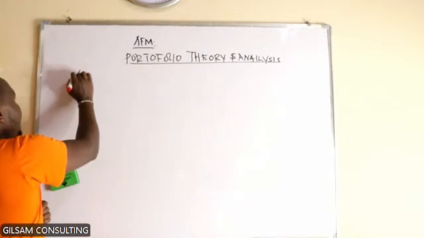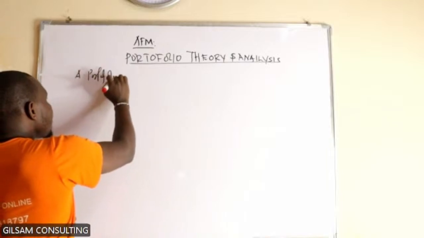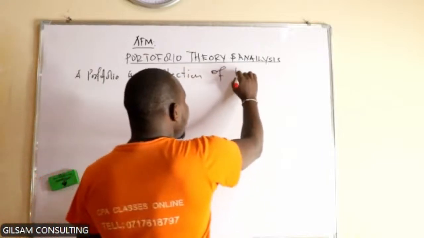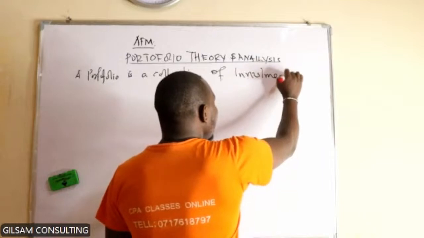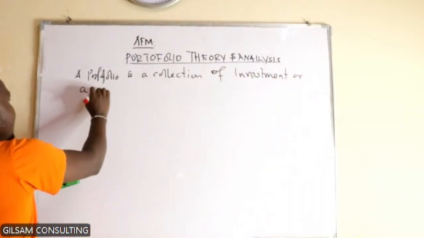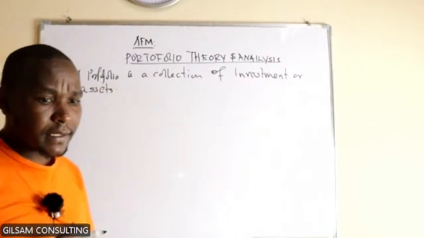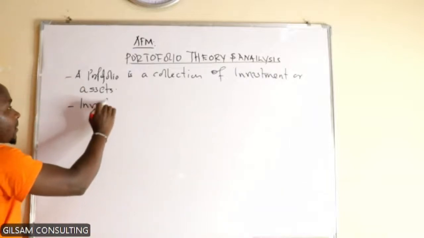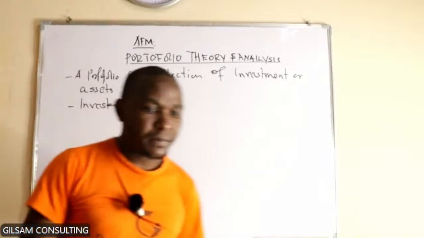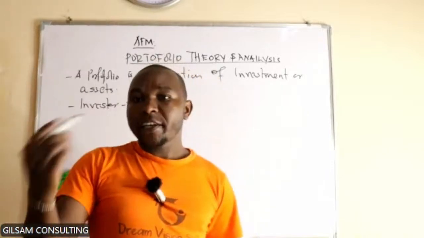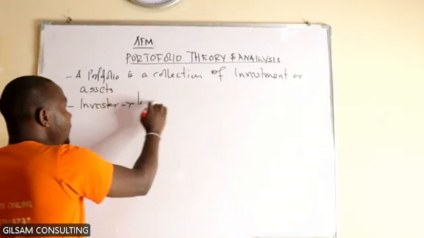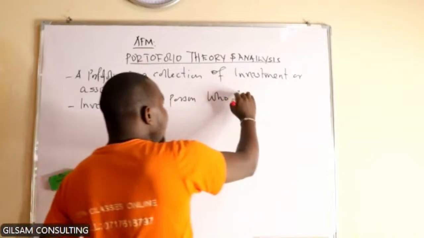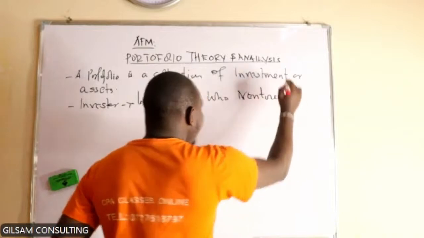The formula for getting the standard deviation of the portfolio is the square root of: the weight of X squared, multiplied by the standard deviation of X squared, plus the weight of Y squared multiplied by the standard deviation of Y squared, plus two times the weights and the covariance of X and Y. An investor is a person who invests in X and Y. So that is the formula for getting the standard deviation.